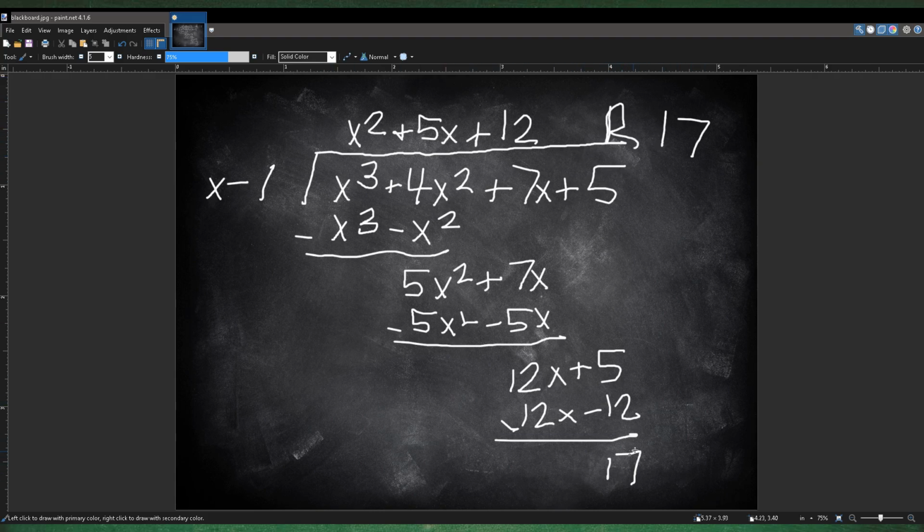Because there's nothing we could do about it, because this is a constant term, and this is a linear term. Sorry, I'll rewrite that so it's a little bit better. Remainder 17. So that's how you do long division. In this process, you multiply, you look for the term, you multiply by that, and you subtract away until you get a term that you can't divide further. So that is long division.